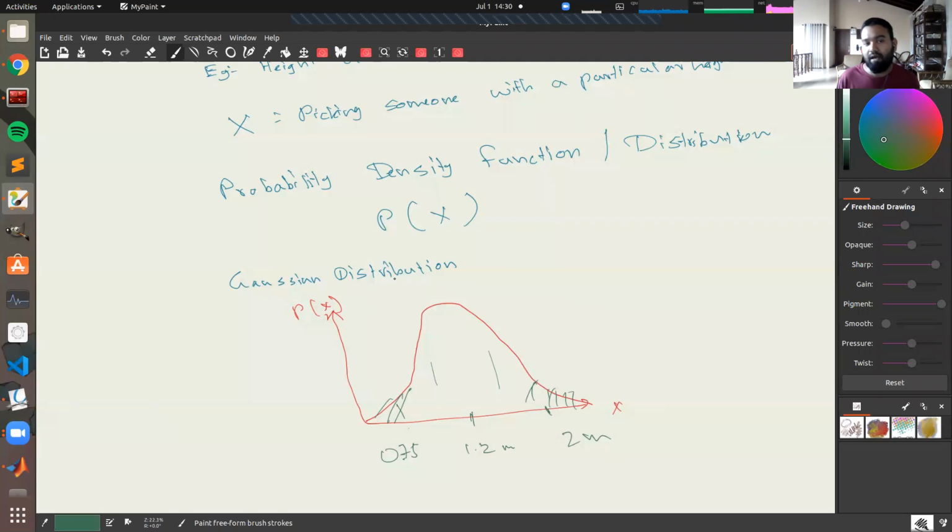Now, one cool advantage of Gaussian distributions is that, for example, for this graph, the actual equation looks like this. So if I was to write the equation for this, it looks like this: e to the power minus half.